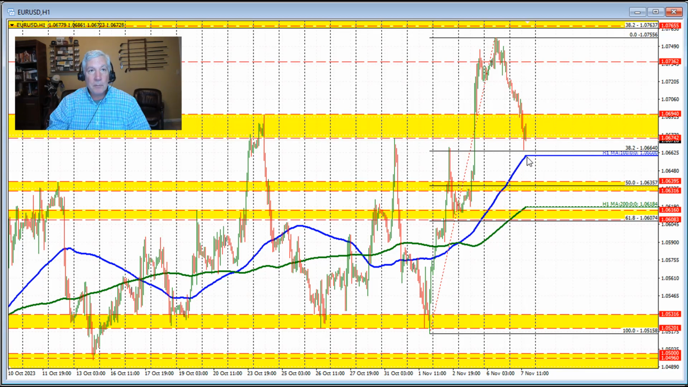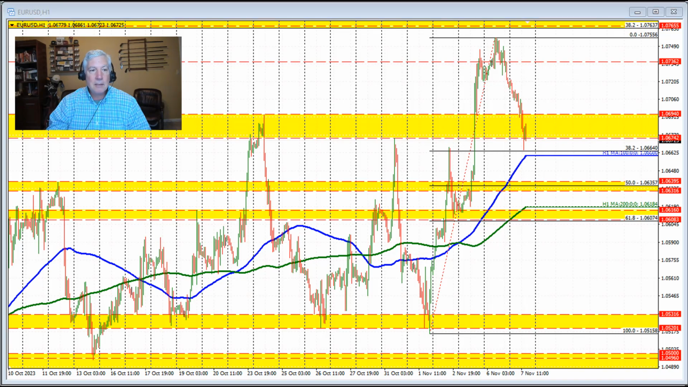What we do know is if the price were to move below the 38.2 and the rising 100-hour moving average, that would be more bearish for this currency pair and have the price action continue to the downside if the price can stay below those levels. But key support here is being tested. We'll see if that can hold.